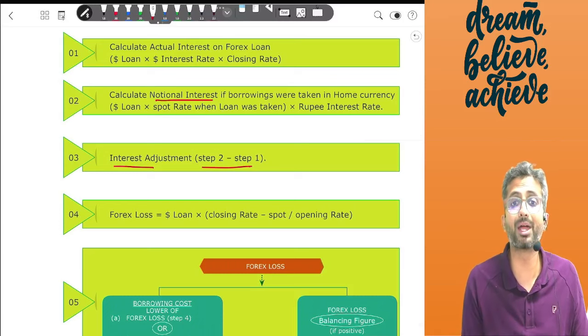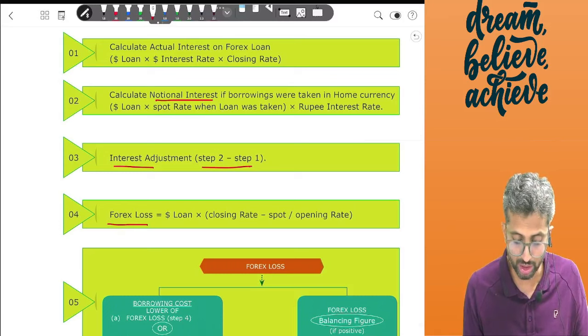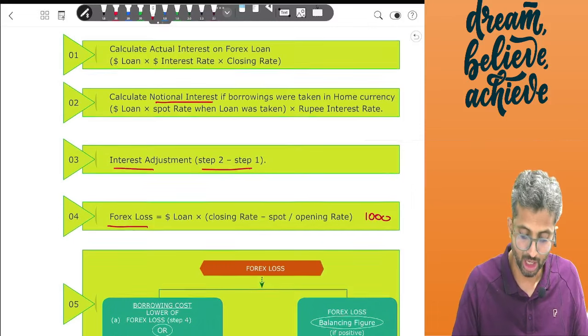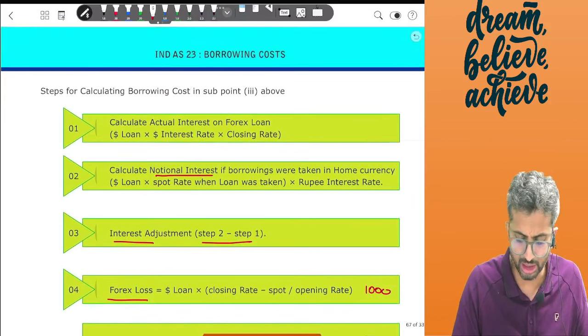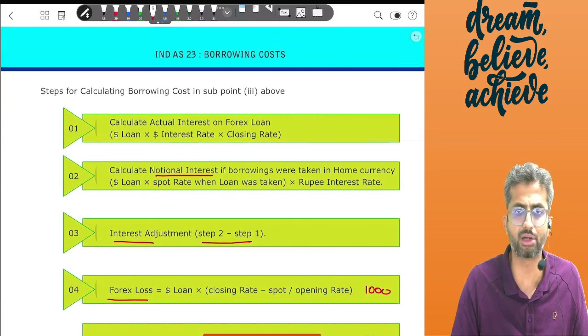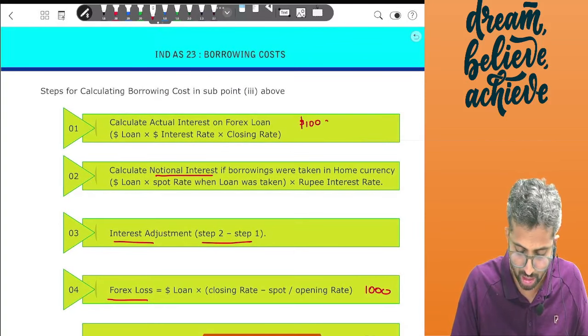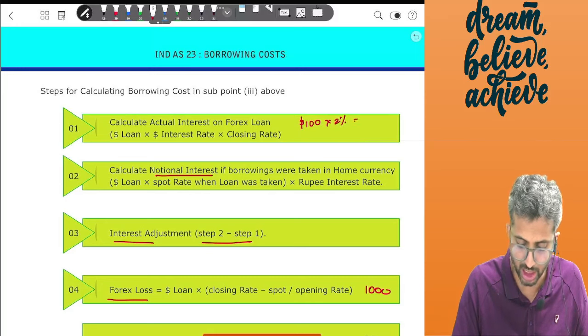This you will compare with your actual foreign exchange loss. So, in our example, there's a foreign exchange loss of 1,000. When you look at your loan, maybe India had a 12% rate, US had a 2% rate. So, let's say this was $100 into 2%, that comes to $2.